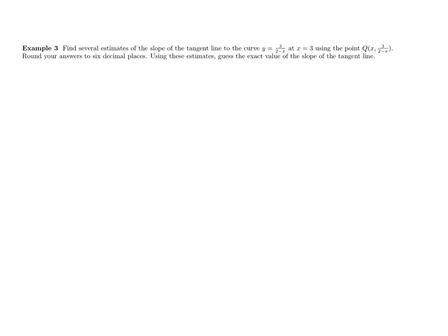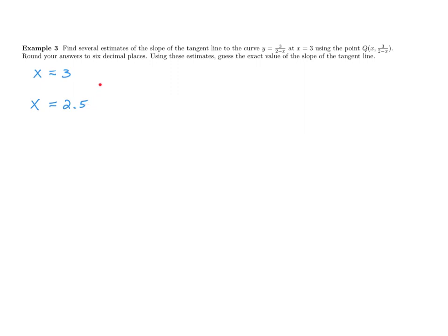Example 3 is a lot like example 2. We're given a curve and a spot to estimate the slope of a tangent line, and we want to do this by using 2 points. So for starters, one of our points is going to be x equal to 3, and it'll have a corresponding y value. So we want to choose an x value that's close to 3. It's tempting to say 2, but if you try putting 2 into the function, you'll have 2 minus 2, and that will be division by 0. So I'm actually going to choose 2.5.